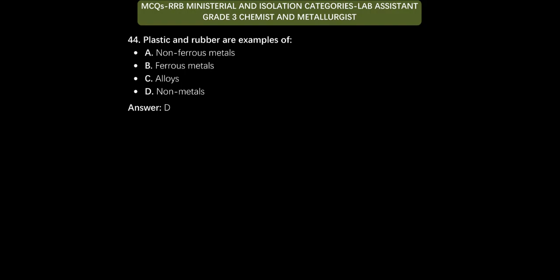Plastic and rubber are examples of option D, non-metals. White cast iron is a sub-classification of option D, cast iron. Which metal is typically categorized by luster? Option C, silver. The category nickel belongs to which group? Option C, metal. High carbon steel is a type of option B, steel.